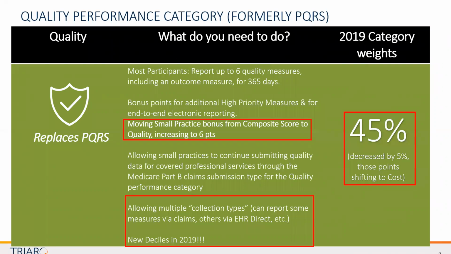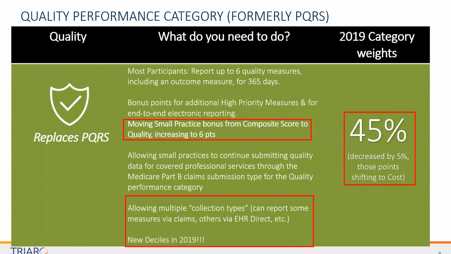We like that. There is a small practice bonus that I'm going to guess most of the folks on the line qualify for because we're 15 or less providers. They are moving that bonus from the composite score to the quality category and increasing it to 6 points. Whatever. I have a little emoji later that's my really emoji. We'll show that. I should have put that one here. I don't know why they changed the scoring, but anyways, that's what they did with this one.